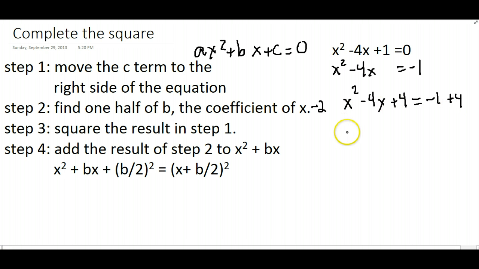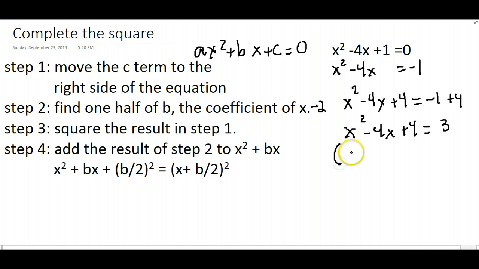Okay, so now we have x squared minus 4x plus 4 equals negative 1 plus 4. So we have x squared minus 4x plus 4 equals 3. Okay, it's still balanced. And so what we can do is look at it, and that x squared minus 4x plus 4 is a perfect square.